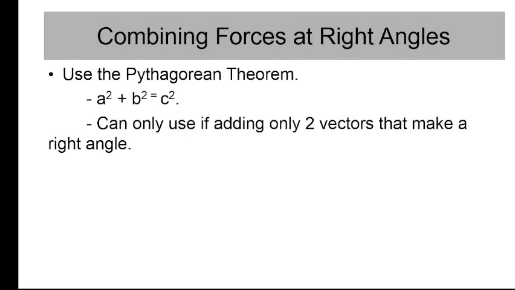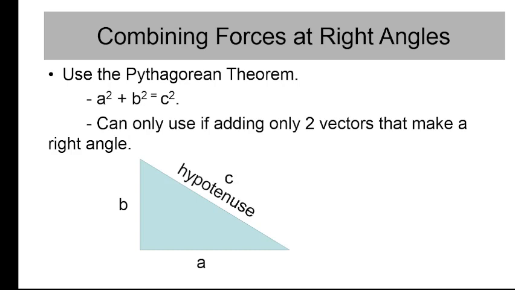So how do we combine two forces when they are acting at right angles to each other? If A and B denote two forces acting at a right angle, we can find the resultant net force by applying the Pythagoras theorem, which is nothing but a square plus b square equal to c square. C is my hypotenuse, and A and B are the two forces acting at right angles.